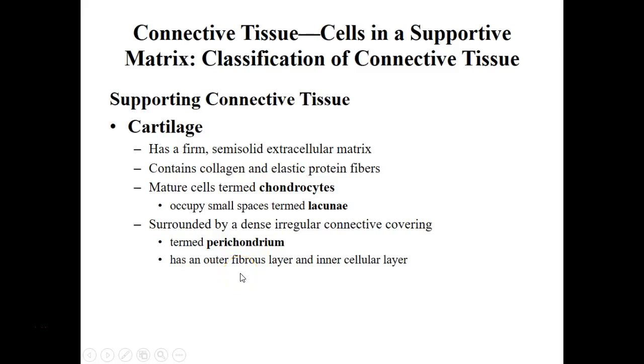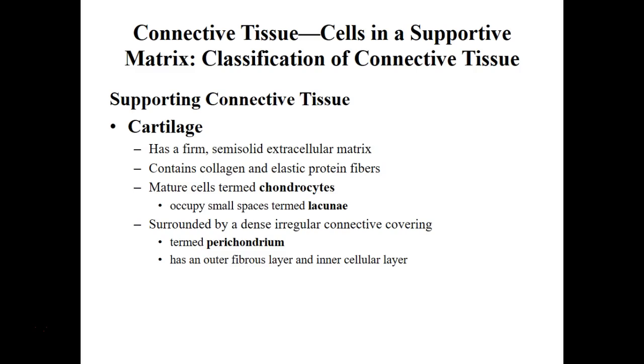All right, we're going to finish up this chapter talking about our supporting connective tissues, and then we'll finish up the connective tissues with our fluid connective tissues. From there, we're going to move on to our third tissue type, which is muscle, and then our fourth tissue, which is nervous. And we'll finish off this chapter talking about how all of these tissues were formed.